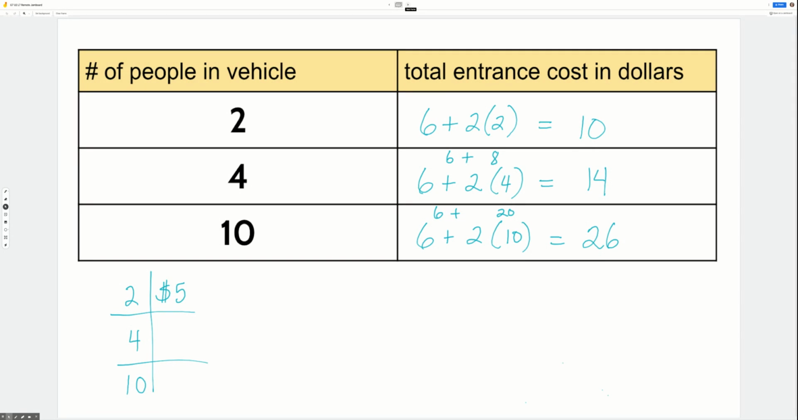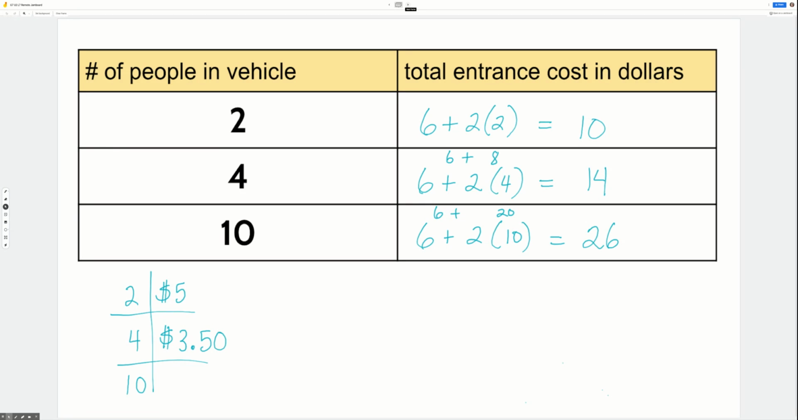Now, if we have 4, looking back at our table, the cost was $14. So if I'm going to split that between the 4 people, I would do the 14 divided by 4. Oh dear. 14 divided by 4. And that gets 3.5, and we know that's money, $3.50 per person if we have a car of 4.